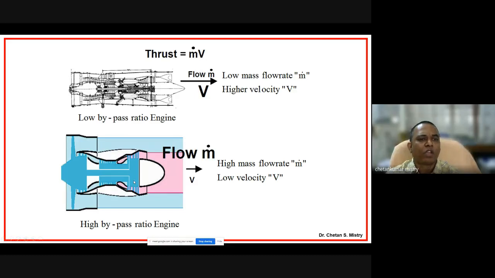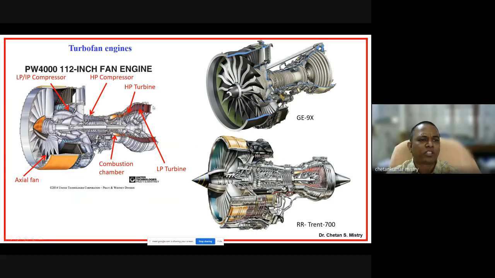Here, if you look at, these are some of the products: this is by Pratt & Whitney, this is by GE, this is the Trent engine. You can see here, this is a big size fan. Then later on this stage is called the LP turbine. These later stages are called the HP compressor. Here we have the HP turbine, and here we have the LP turbines.